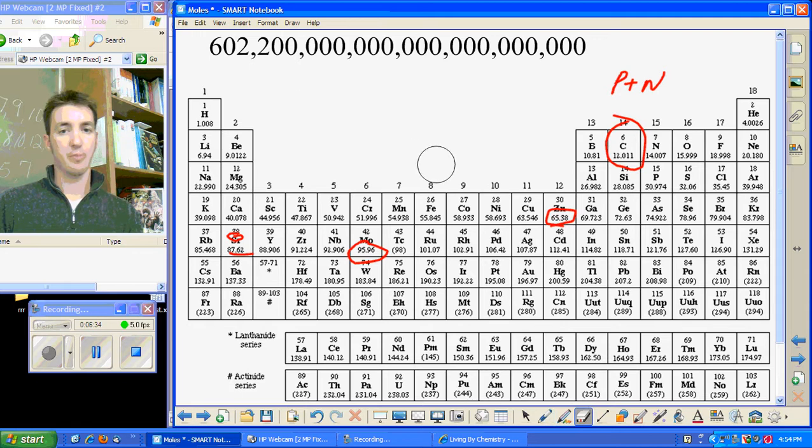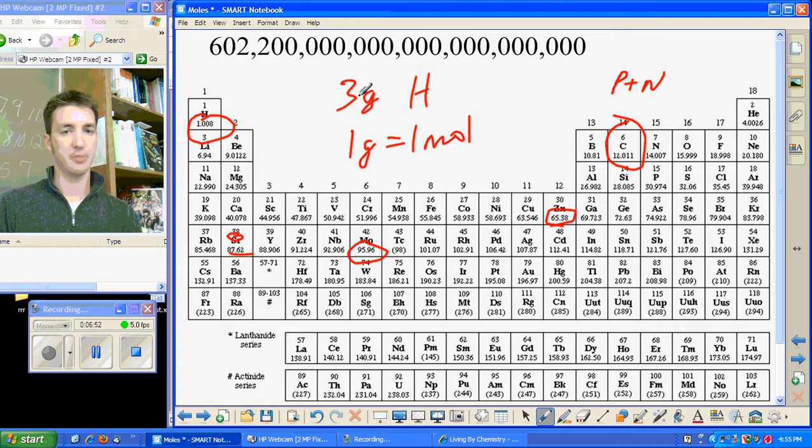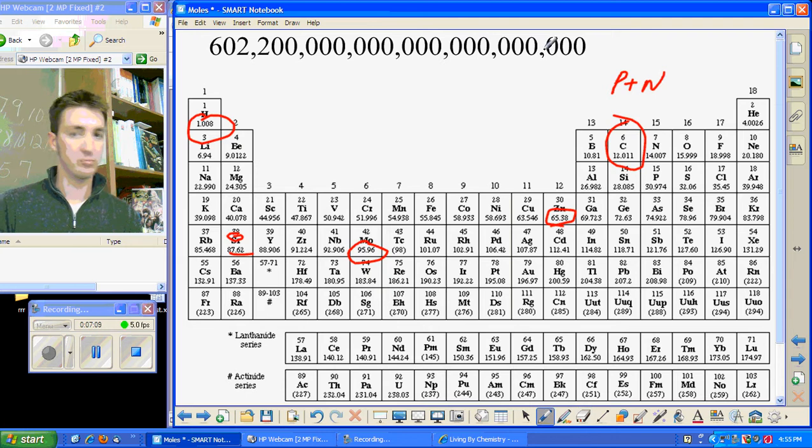It's pretty simple. Also though, what if I have, let's see, for hydrogen, 3 grams of hydrogen? What would that mean? Well, if 1 gram is 1 mole, that must mean 3 grams equals 3 moles. Which is kind of cool. So if you weigh something, you can figure out how many atoms are inside it, give or take a few 100,000 or million.